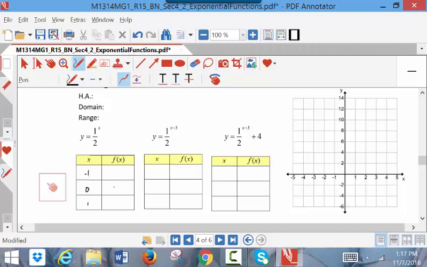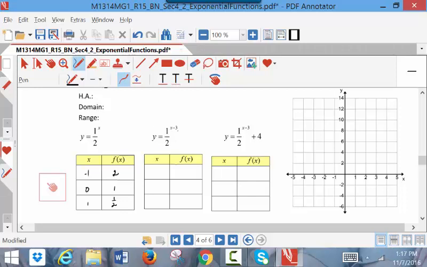1/2 to the 0 is 1. We're always going to go through that same y-intercept of (0, 1) on every one of these until we start sliding it. At -1, this is 2, and 1/2 to the first power is 1/2. That's my original, always decreasing exponential function when the base is a fraction less than 1.